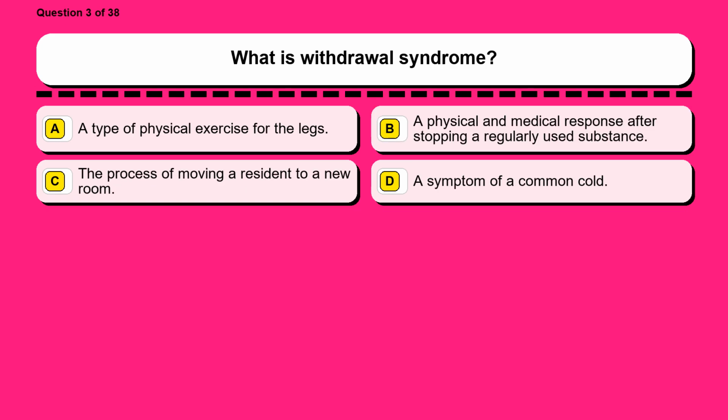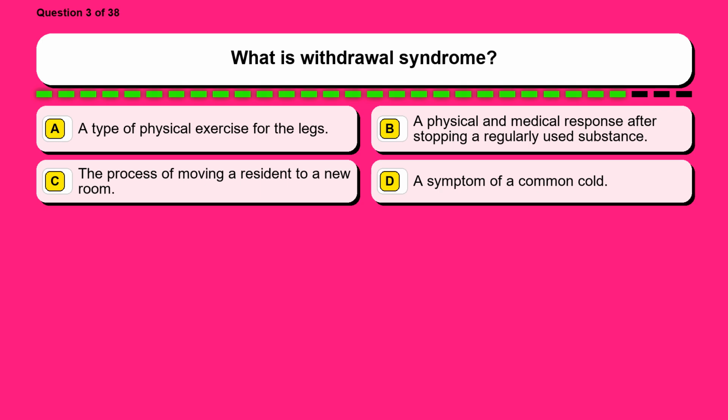Question 3. What is withdrawal syndrome? Option A. A type of physical exercise for the legs. Option B. A physical and medical response after stopping a regularly used substance. Option C. The process of moving a resident to a new room. Option D. A symptom of a common cold.